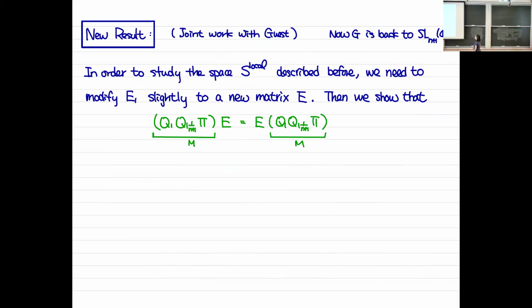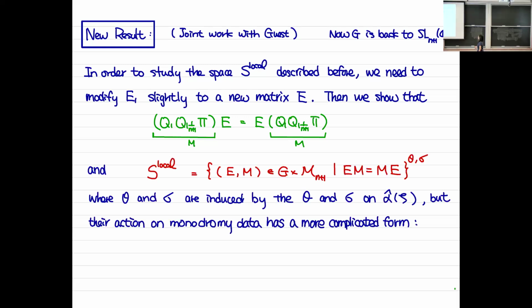The new result that we have is because we want to study this S local, right? So we want to know what S local is. If we just use the E1 that we mentioned, it doesn't have very nice symmetry. So we modified it a little bit, and now we have this commuting property. Now you have the M and the E, and they commute. So now we can define this S local. S local is defined as this pair E and M.